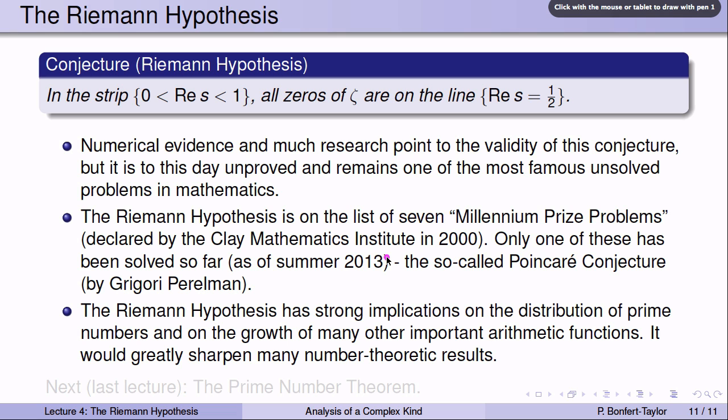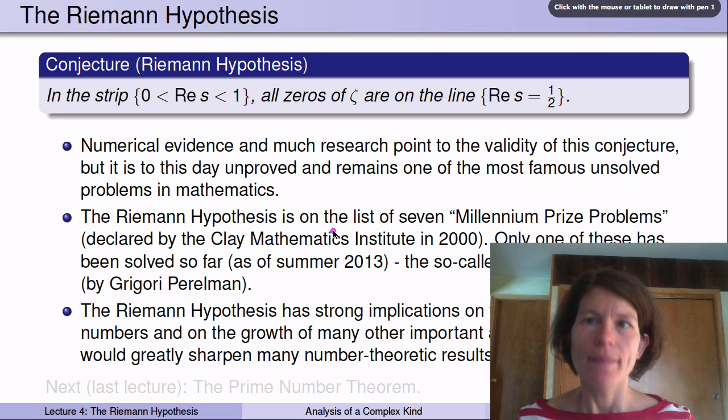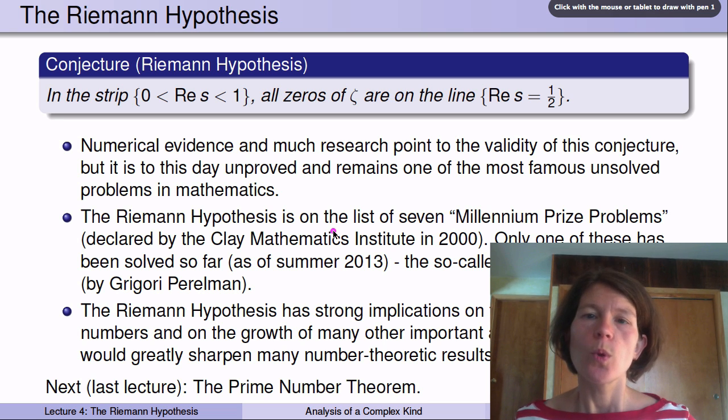The Riemann hypothesis has strong implications on the distribution of prime numbers and on the growth of many other important functions. It would greatly sharpen many results in number theory. Next class, we'll discuss the prime number theorem, the relation of the Riemann hypothesis and the Riemann zeta function to the prime number theorem, and we'll finish up this course.